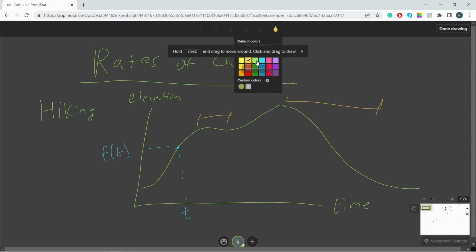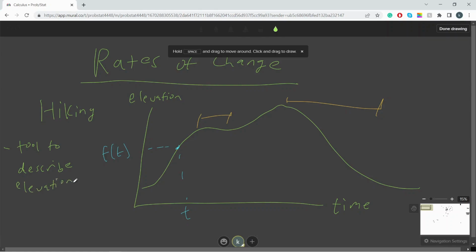So more precisely, wouldn't it be great if we had a tool to describe elevation change at a time t? And you might be thinking, okay, so elevation change at a time t. So you're asking that we need a tool that can say at a given time t, what is the change in elevation? And you might think that I'm crazy because how do you know the instantaneous rate at which the elevation changes at a time t? Don't we need 2 points to be able to determine the rate of change?